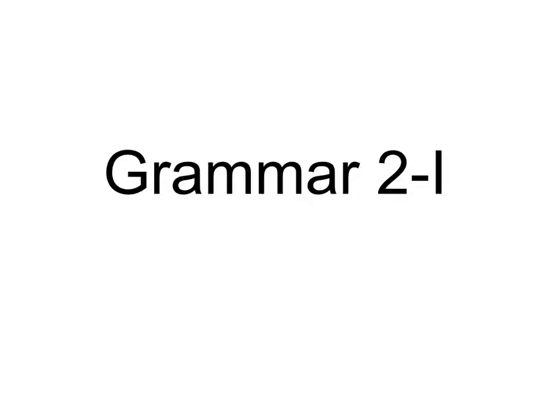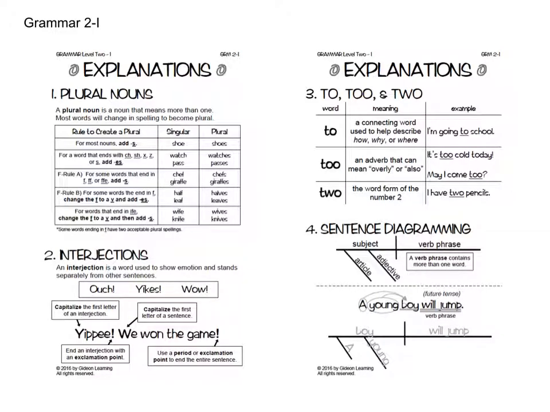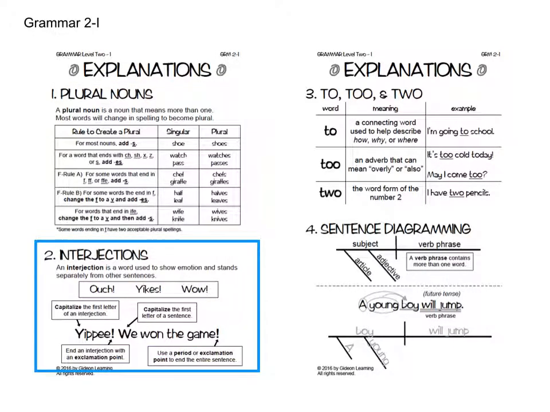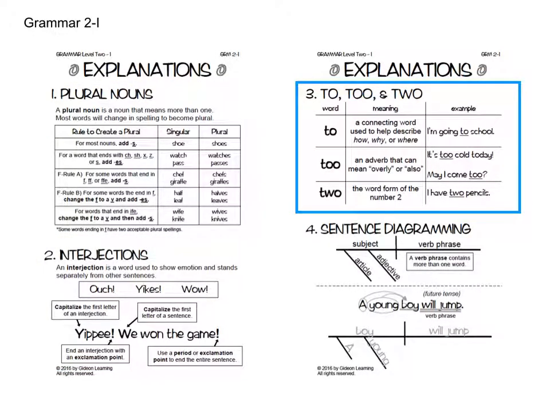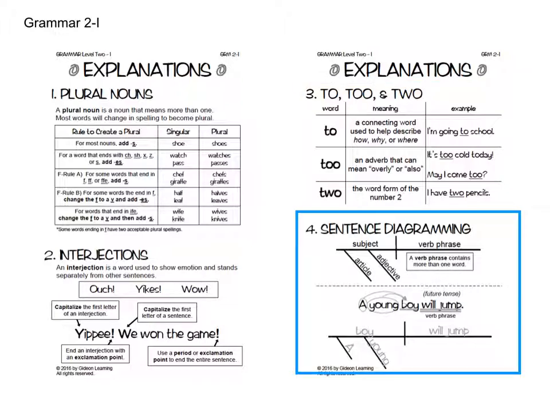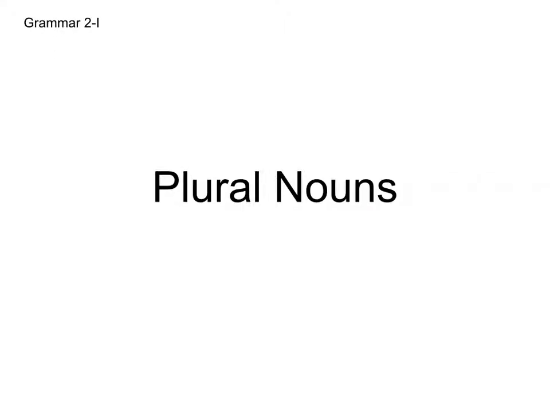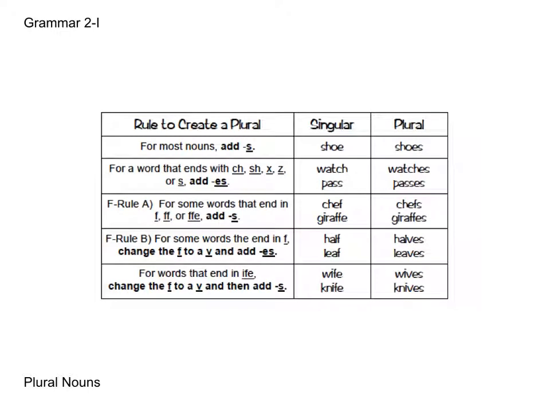In this video, we'll go over the concepts found in Grammar 2I. These concepts include plural nouns, interjections, to, too, and two, and sentence diagramming. First, we're going to go into plural nouns. So we're going to read through each of these rules and have an example afterward.